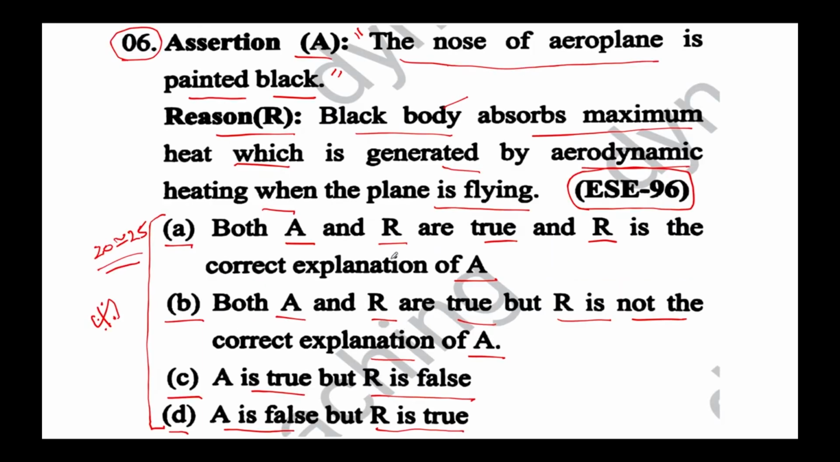So I can say that yes, assertion is definitely true. See, the reason is also true, but the reason is not the correct explanation of assertion. Black body absorbs maximum heat which is generated by aerodynamic heating when the plane is flying. Yes, definitely true, because it is a black body. This is also true, but this is not the reason for which the nose of the aeroplane has been painted black, right? So I can say that option B is the correct answer. Please do make a note of it, and you have to be very careful while attempting these kinds of questions, because this will fetch you marks, or this might even end you in negative marking. So you have to be very careful.